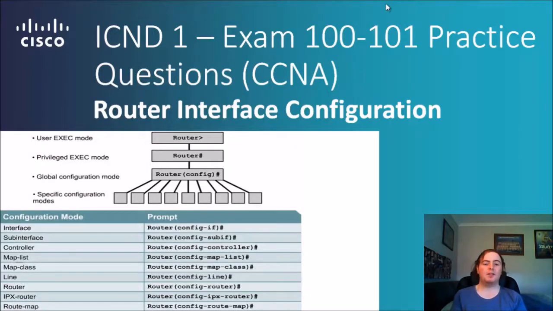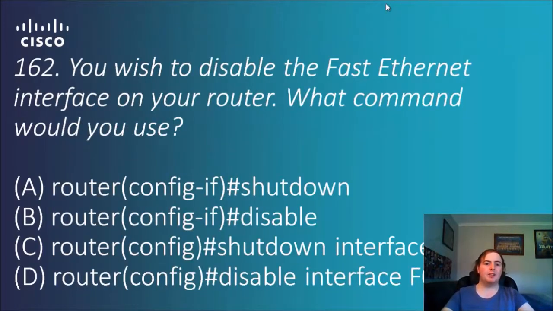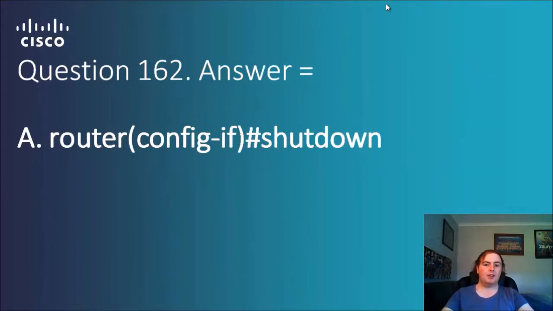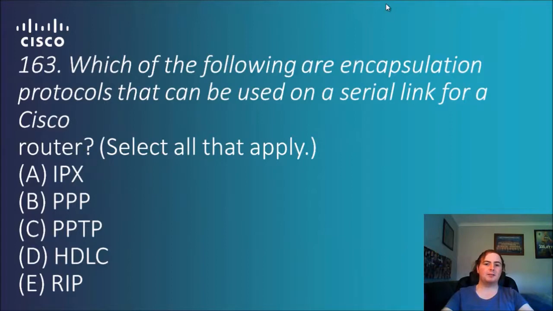And today I'm going to do router interface configuration, and we're going to get stuck straight into it. 162, you wish to disable the fast Ethernet interface on your router. What command would you use? And you'll be doing this a lot, but in the reverse. So the answer for this one is shutdown, A. And obviously to enable an interface, it is no shutdown, but I may be giving away a future answer. Watch this space.